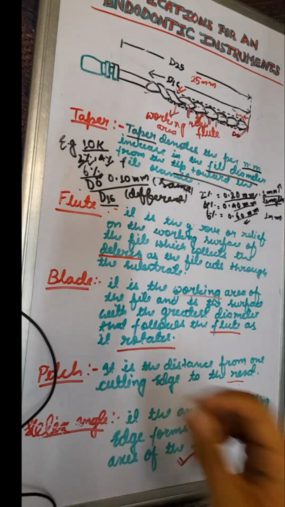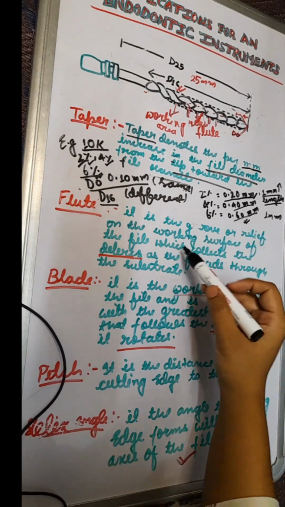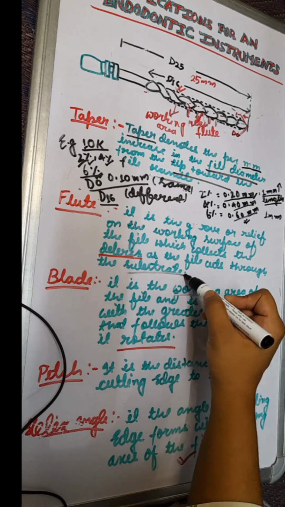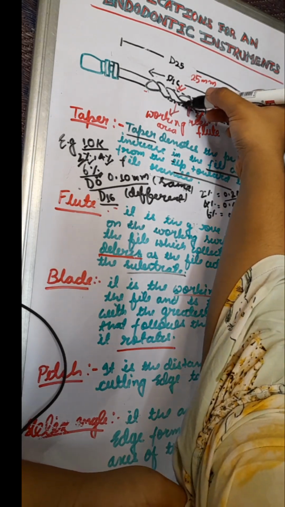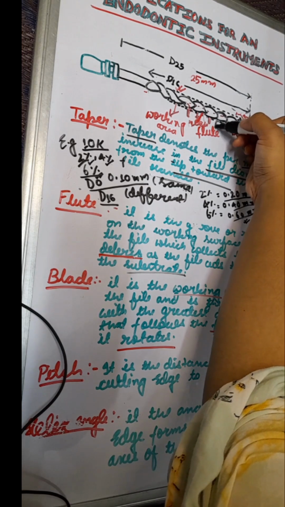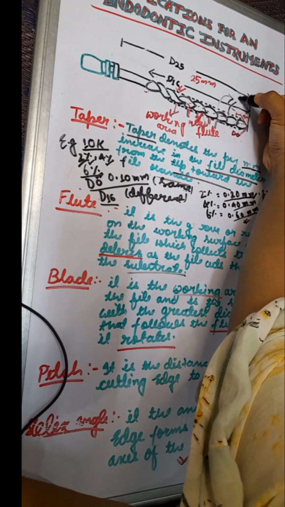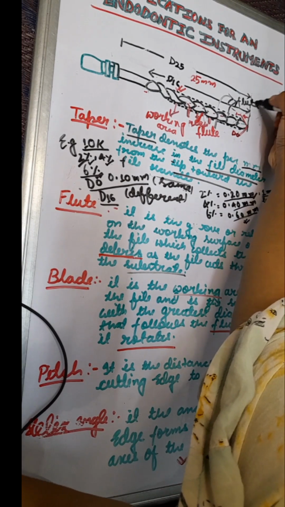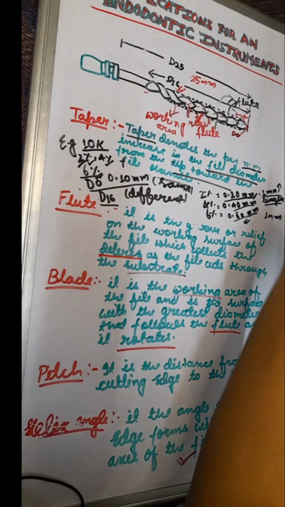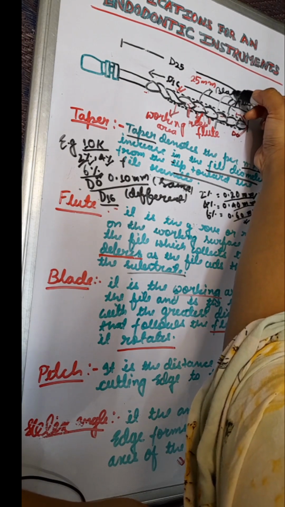Now, the flute. It is the groove or relief on the working surface of the file which collects the debris as the file cuts through the substrate. It is the groove. It is not the working area, it is the debris collecting area. So, we are seeing it over here, it is flute. It helps in collecting the debris. And now the blade is the working or cutting edge of the instrument. So, this is the blade or cutting edge of the instrument.